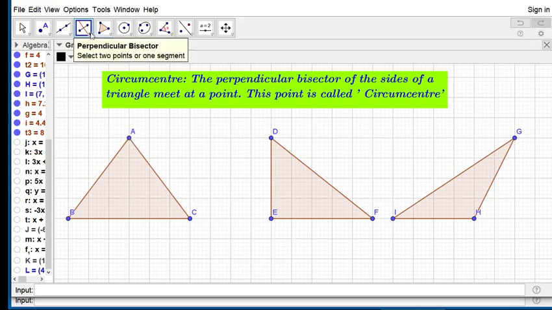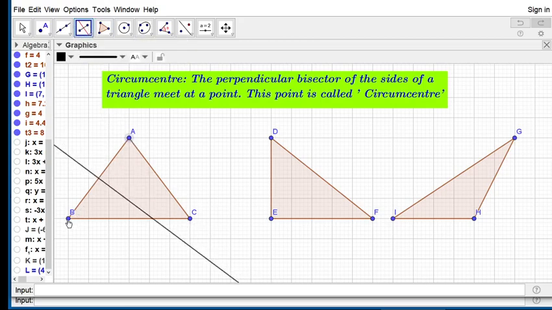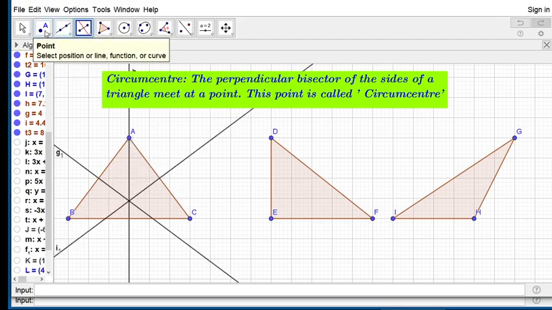Let me highlight here. I will draw the perpendicular bisector of side AB. This is the perpendicular bisector, and the perpendicular bisector of side BC, and of side AC. You can observe this point M is called the circumcenter of the triangle ABC, which lies inside the triangle.